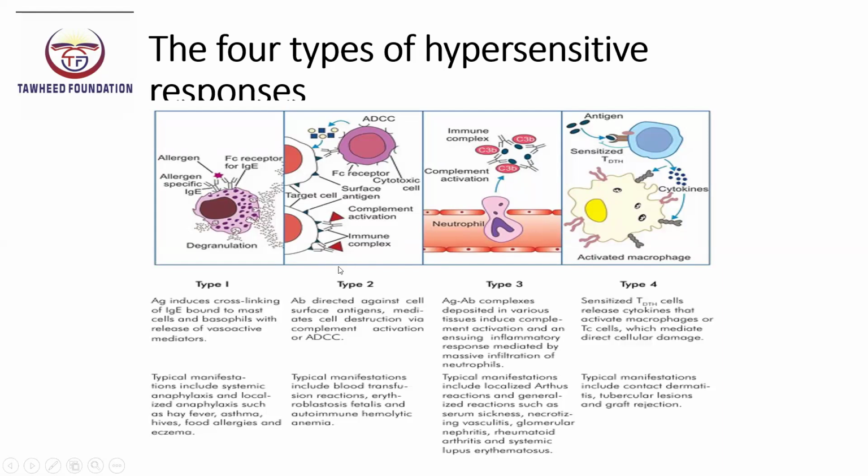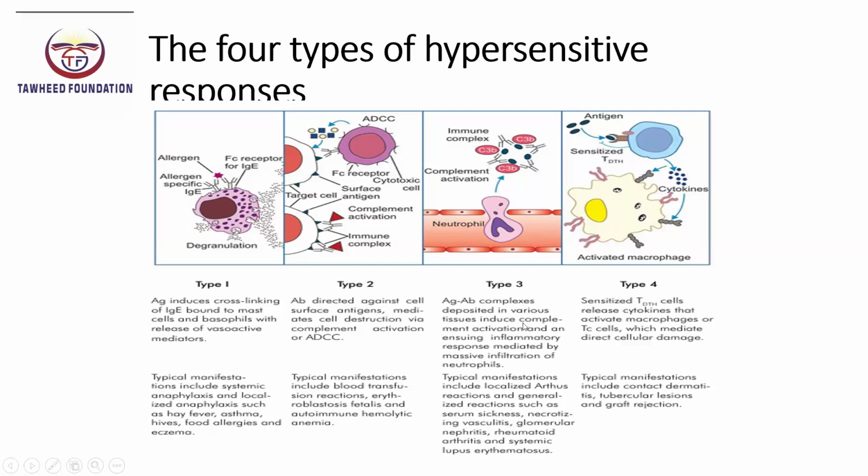This process is called antibody-dependent cell-mediated cytotoxicity, or ADCC. Examples include transfusion reaction, hemolytic disease of the newborn, and autoimmune hemolytic anemia. Essentially, this type targets the body's own cells, marking them for destruction as if they were foreign.